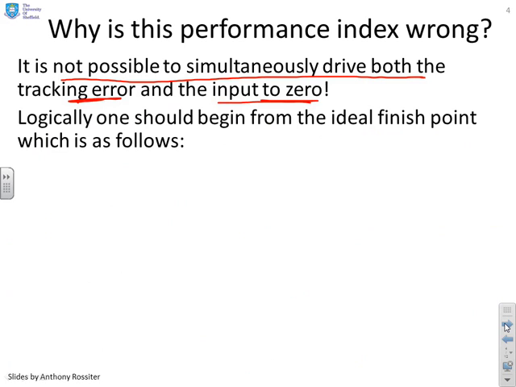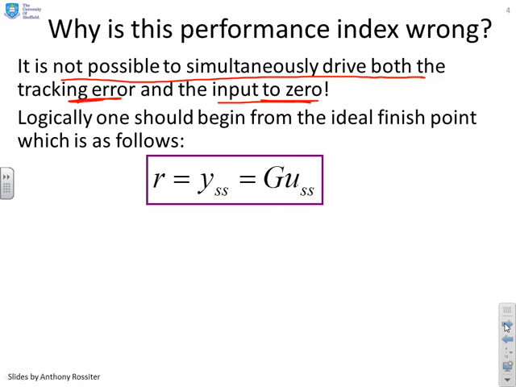That's probably fairly obvious to you. If you want the tracking error to be 0, then the input's going to be non-zero. Whatever input you need to get the output to the required value, that input is not 0. And similarly, if the input is 0, clearly you'll have a large tracking error unless your target was 0 itself. So what do we need to do? We need to think of a different way of approaching this.